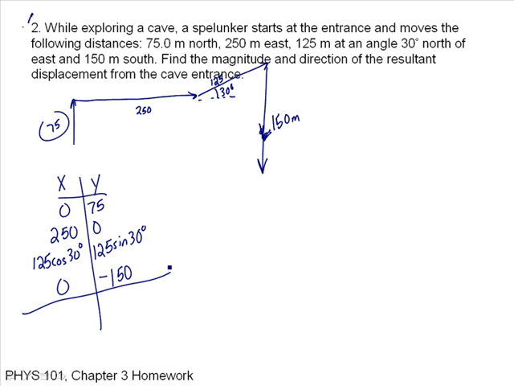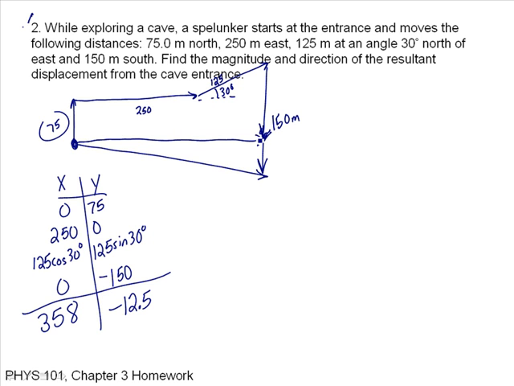Now, I add up these numbers, and I find that they're equal to this, 358 and minus 12.5. So, if I start here, and I wind up there, that's my resultant vector. It's the sum of those 4 vectors. I can take that distance, or I can take these two legs. I can go 358 meters to the east. This is 358. And then I go minus 12.5 meters to the south, or 12.5 meters to the south.